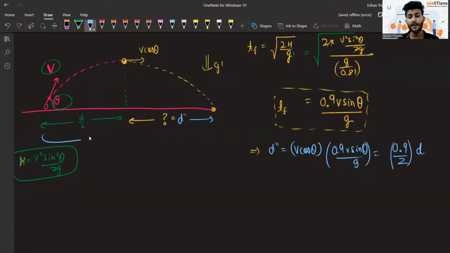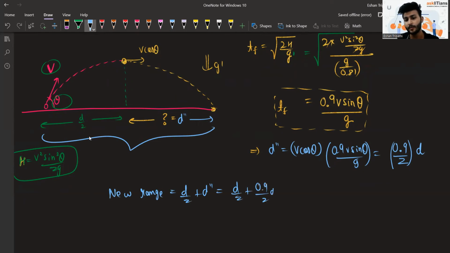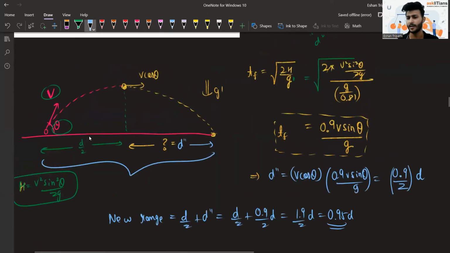So that means our new range, the sum of them, is going to be d by 2 plus d double dash. That is d by 2 plus 0.9 d by 2. So this comes out to be 1.9 by 2d, which is 0.95d. So this thing I think was given as n. So yeah, n comes out to be 0.95.